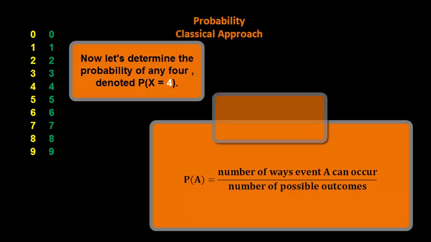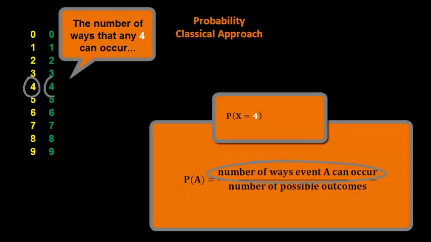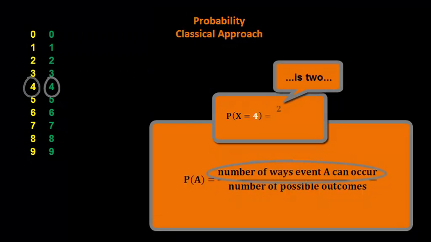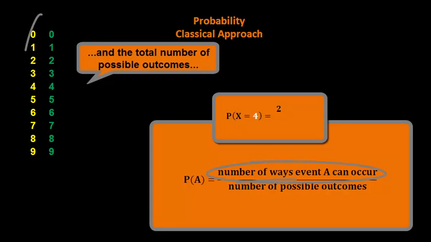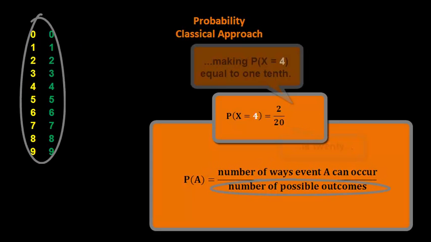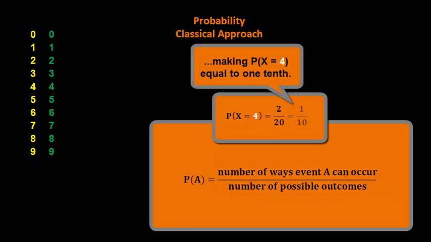Now let's determine the probability of any 4, denoted the probability of x equals a white 4. The number of ways any 4 can occur is 2, and the total number of possible outcomes is 20, making the probability of x equals any 4 equal to 1/10.